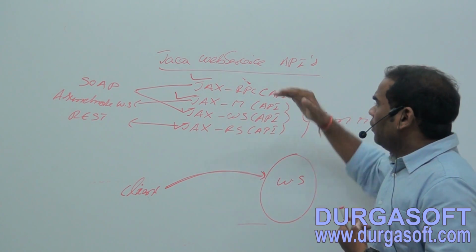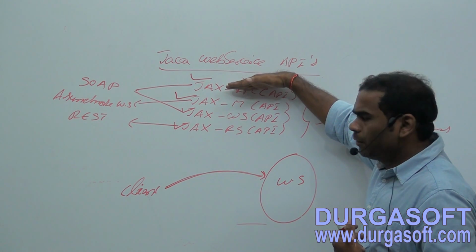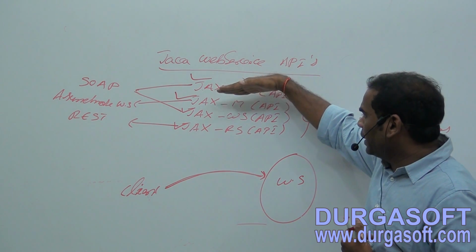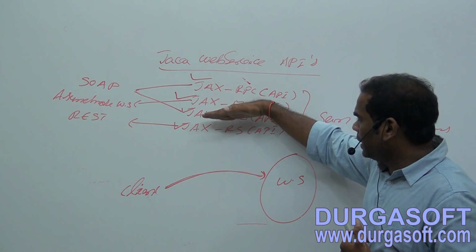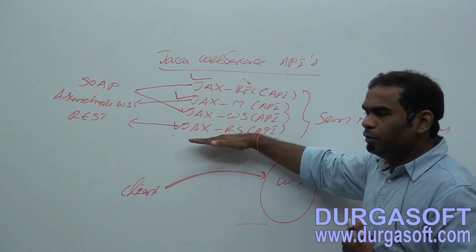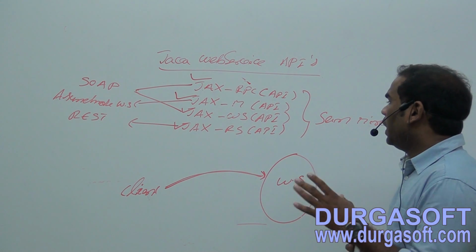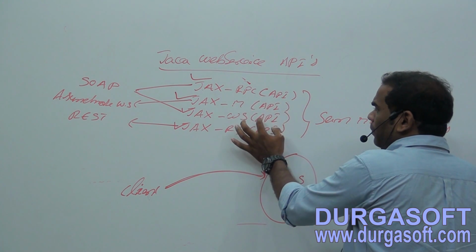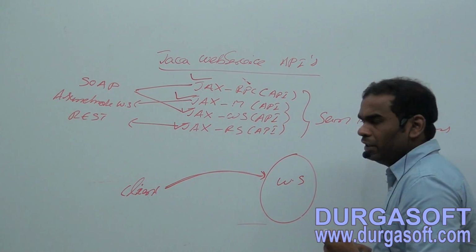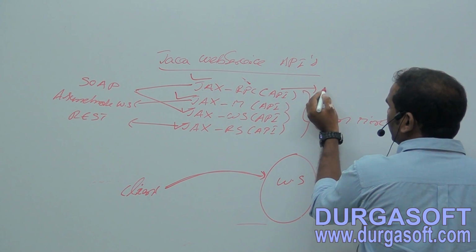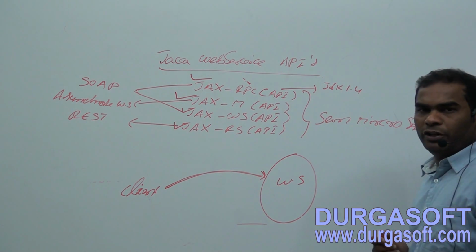Now we will discuss what implementations we have for JAX-RPC, what implementations we have for JAXM, what implementations we have for JAX-WS, and what implementations we have for JAX-RS. Whatever APIs have been given, we know that these APIs, this specification, have been given by Sun Microsystems along with JDK 1.4.